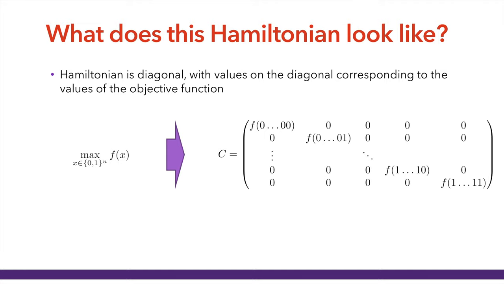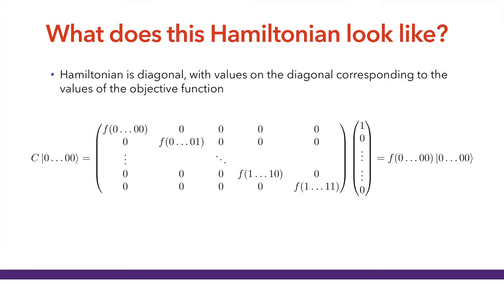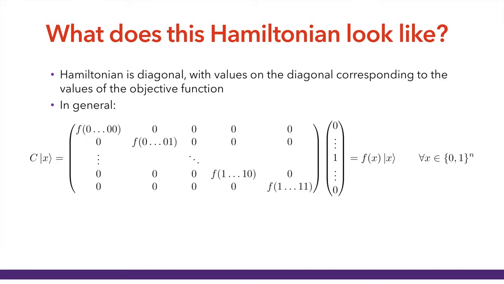And if you squint at it and think about what it does, if we apply it, for example, onto the vacuum state, the computational basis state with all zeros, then this computational basis state has exactly one non-zero amplitude, and it's the first element of the vector. So if you multiply the two matrices, you'll see that it adds a factor that is equal to the value of the function on this binary string. And this in general is what we're looking for. This is what it means for the Hamiltonian to realize a classical function. So we want it to act on any computational basis state as the value of a function. So C applied to ket x should be equal to f of x ket x.